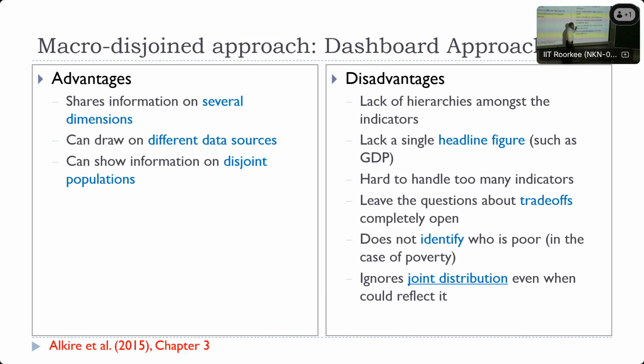Leave the question of trade-off in general out, because if you have improvement in one indicator and the other indicator is not progressing, how do we account for that? In general, it doesn't do that.